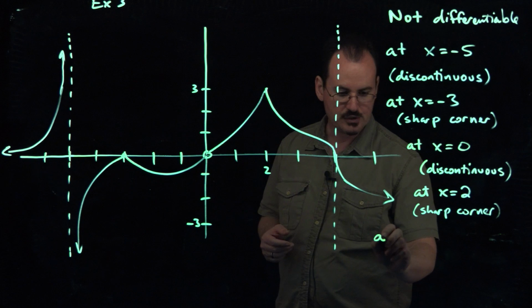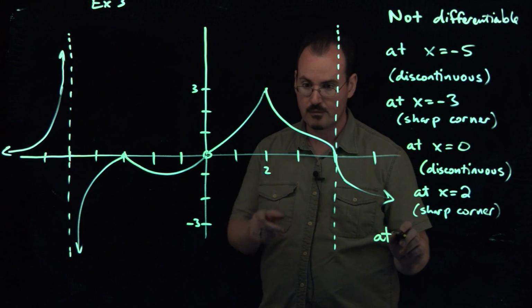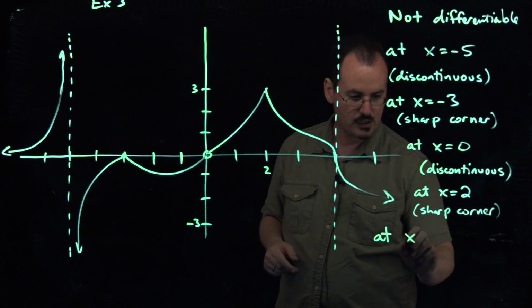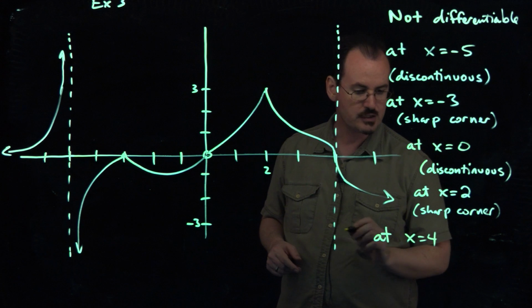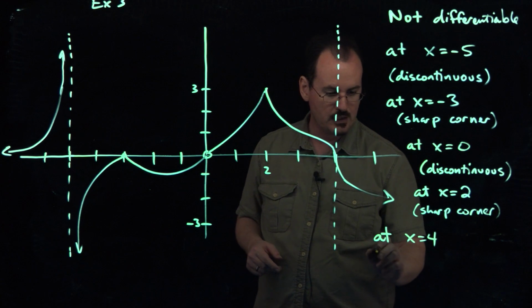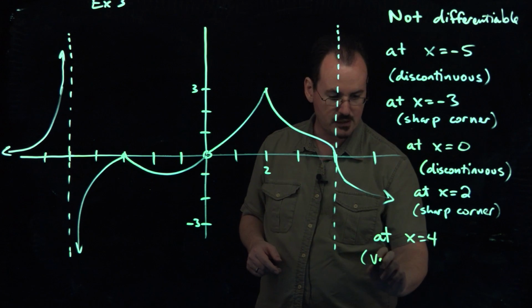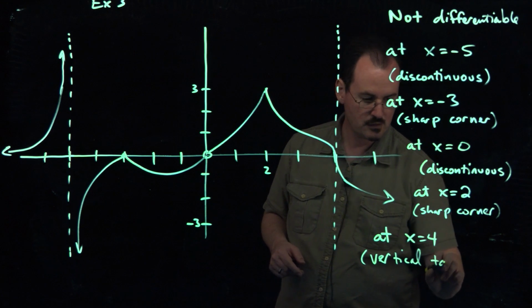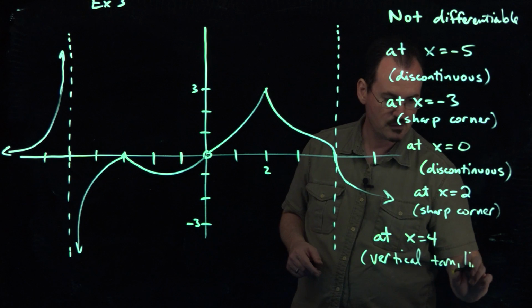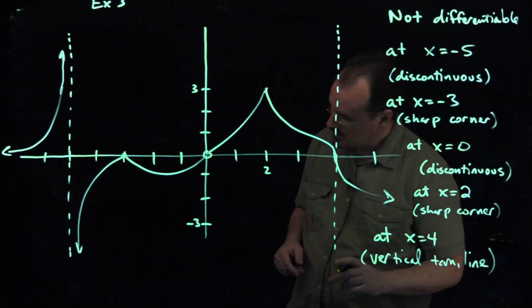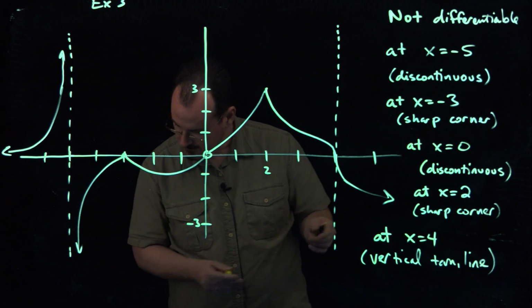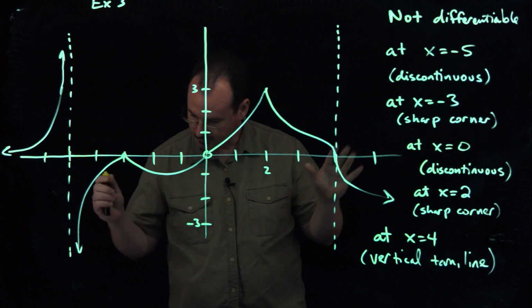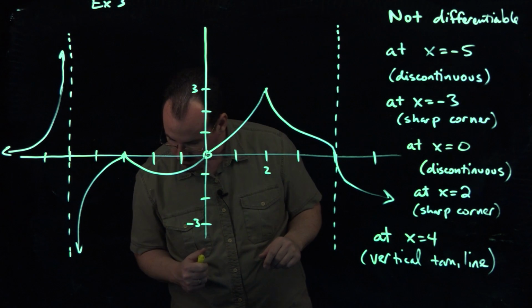So at x equals, what did we say, 4. At x equals 4, we have another place where the function is not differentiable, and that is a vertical tangent line. Okay, so that's all of them. That's all the discontinuities on this particular graph.